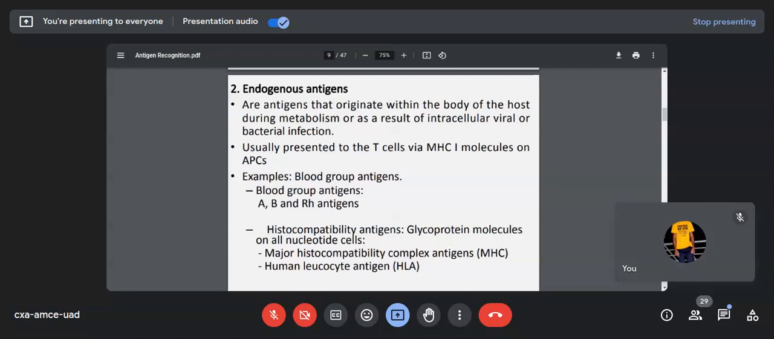Very important. It means that for a cell inside your body to be regarded as a cell of your human body, it needs to contain an MHC class 1 molecule on its surface or structure.